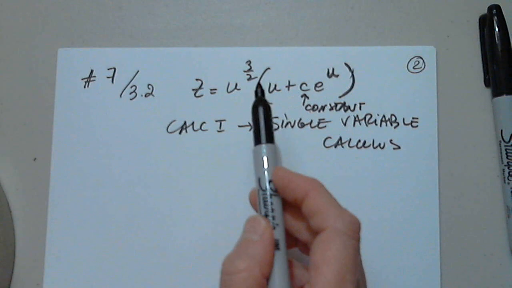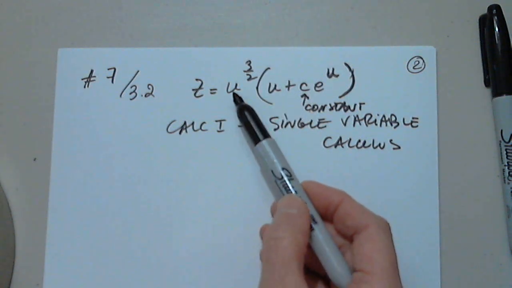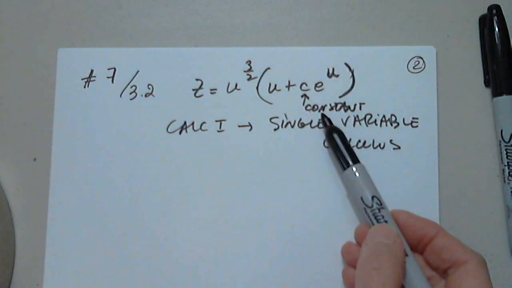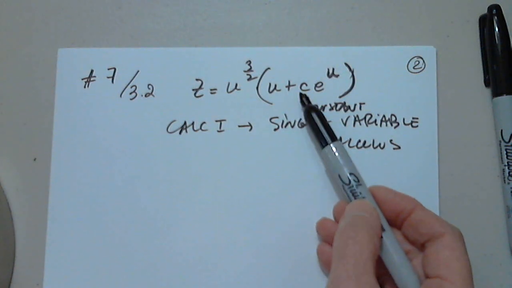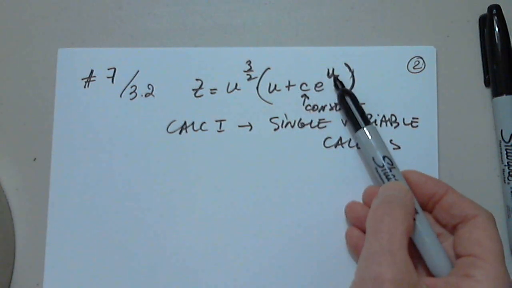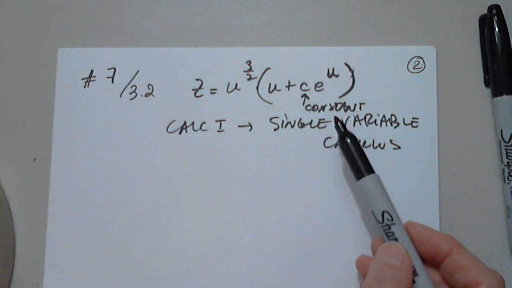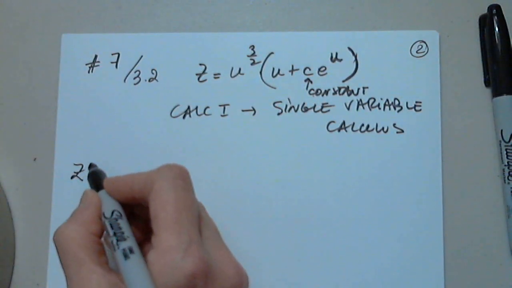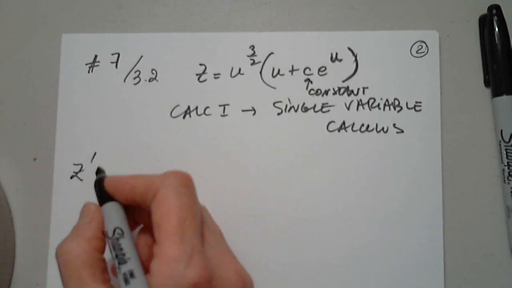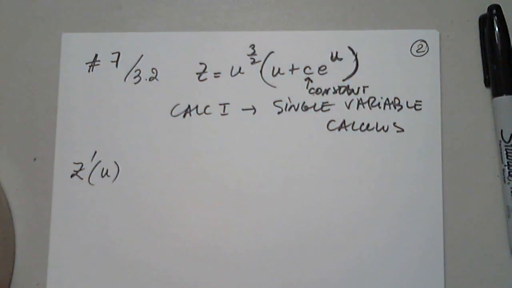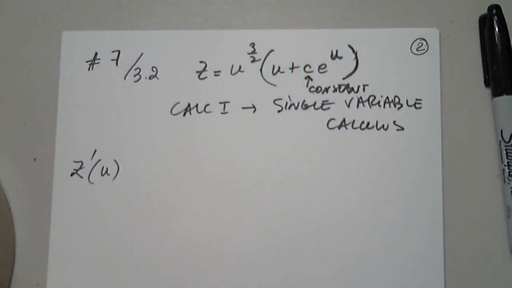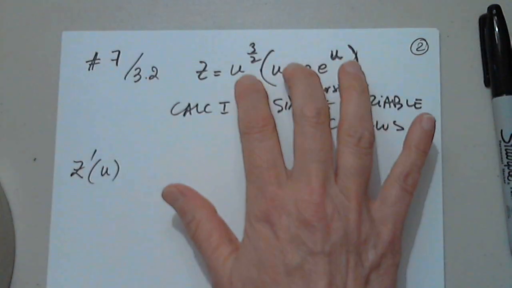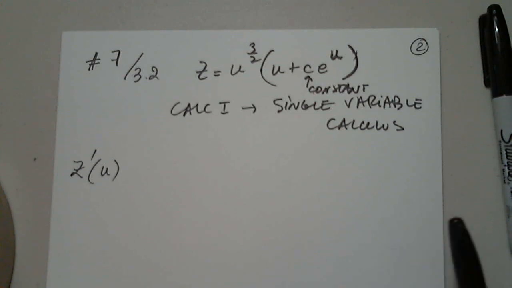So let me dictate this to you. Just watch. U to the 3/2 quantity, in parentheses, U plus C times e to the U. Is this correct? Yes. Awesome. So we want to find Z prime. Well, it should be correctly identified as Z prime of U. Fine. So we analyze and we decide what to apply.